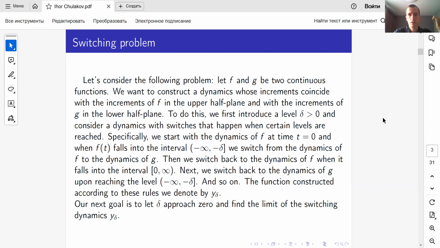and when f(t) falls into the interval from minus infinity to minus delta, we switch from the dynamics of f to the dynamics of g. Then we switch back to the dynamics of f when it falls into the interval from 0 to infinity. Next, we switch back to g upon reaching the interval from minus infinity to minus delta, and so on. The function constructed according to these rules we denote by y delta. Our next goal is to let delta approach 0 and find the limit of the switching dynamics y delta.